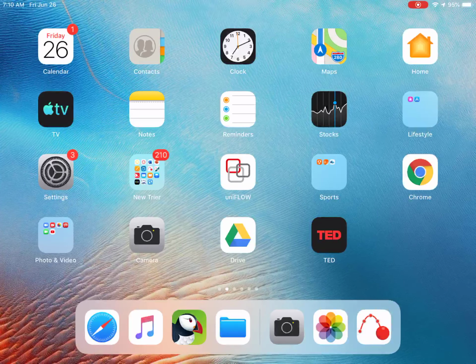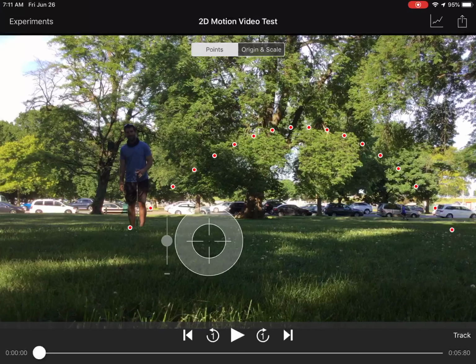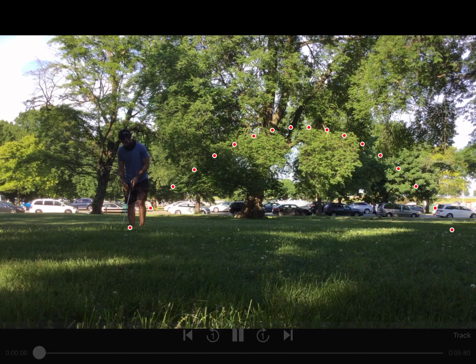So I decided to choose a sport. I really like sports, and I actually chose one that I'm terrible at. I really enjoy golf, but I'm not that great at it. You can see I'm in the park and I'm just chipping, and I'll let the video play, but I know this is two-dimensional motion because the golf ball moves to the right and it also moves up and down.